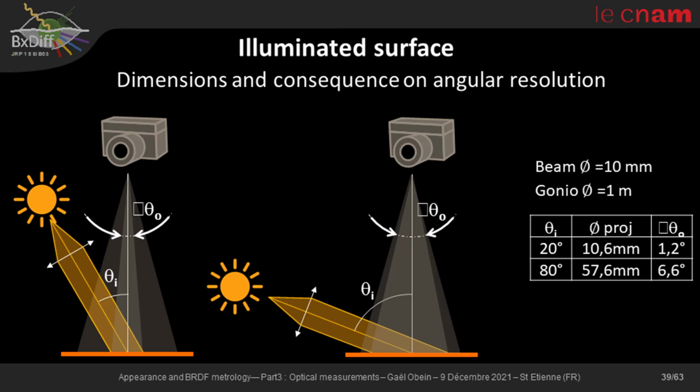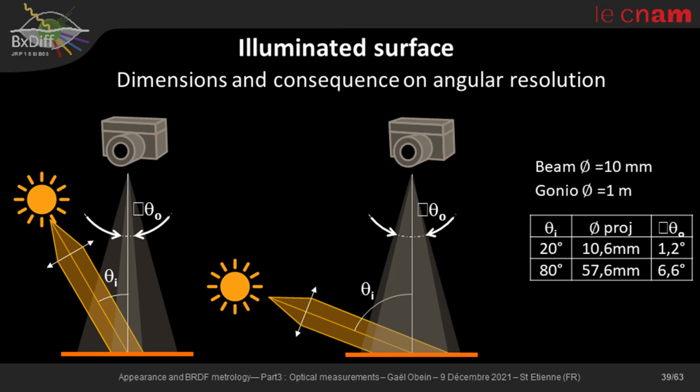If your zenithal angle is not too high, it's okay. But imagine you are, for instance, at 80 degrees: your beam of 10 millimeters is now 57.6 millimeters. It's 10 divided by cosine 80. And if you are at a 1 meter distance, what you are looking at is the properties of the material within all this cone here. So it's 6.6 degrees. The worst situation is always when you look at the sample from the normal. Just keep this in mind.